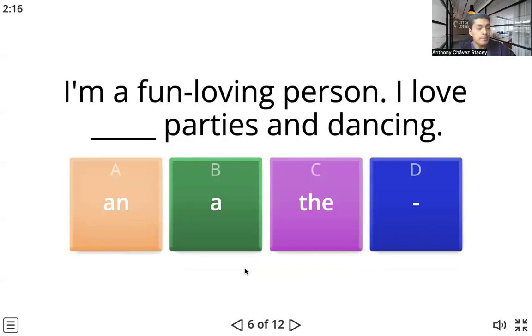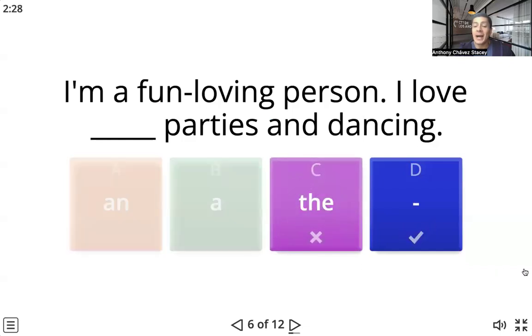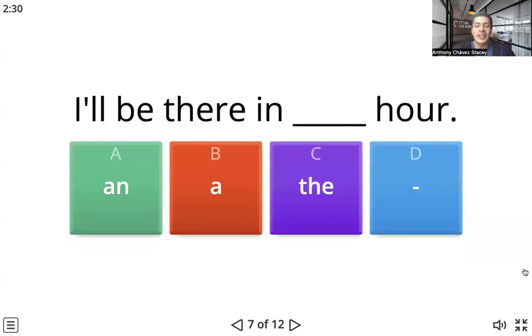Okay, I am a fun-loving person. I love the Paris and dancing. What do you say? Yes, letter C. Yes, in this case, we will have: I love Paris and dancing. No article. You don't need an article there. Let's continue with the next person, Jamie.